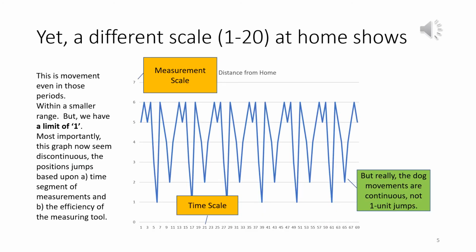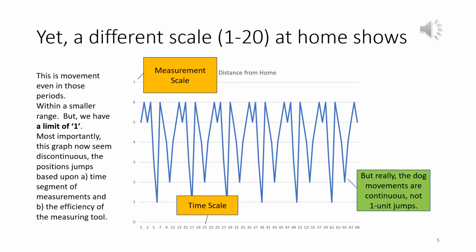Further, if you look at the first 100 periods, those are different measurements. The dog is running over to the window to bark, and back to the food bowl. However, these events occur within a very, very small range. The larger graph on the previous page made those seem like a continuous line near zero. So, there is movement even in those periods.